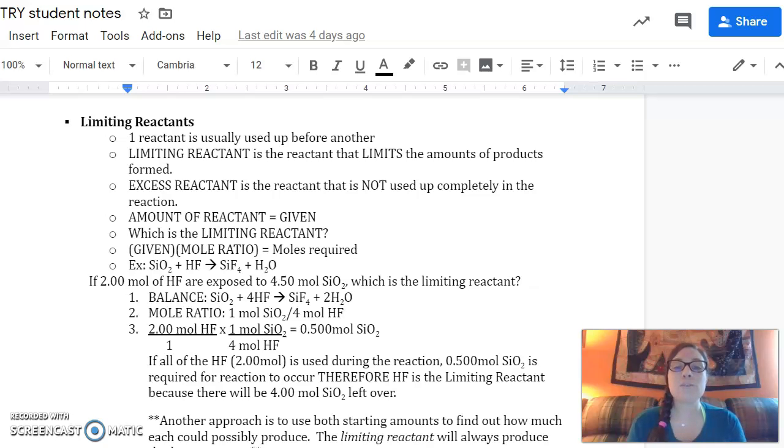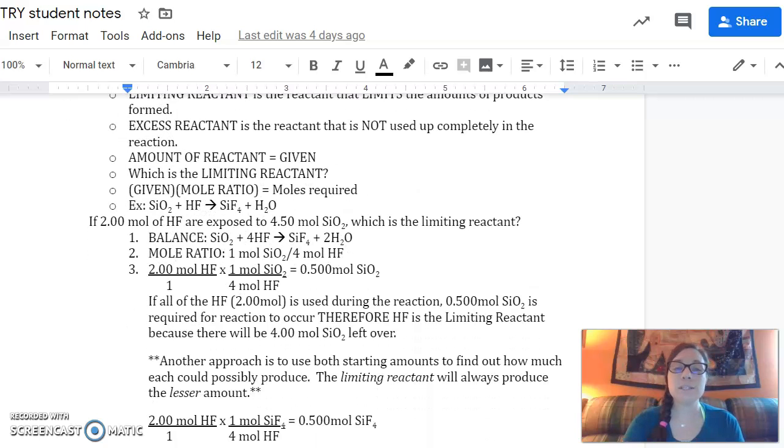The excess reactant, those are the reactants that are not used up during the reaction. You're going to have some of those left over at the end. So the limiting reactant determines how much you can possibly form. You can't make more stuff than the limiting reactant allows. So even if you could potentially make more with the excess reactant that you have available, the limiting reactant will limit what you can possibly form, even if you have more of that excess reactant left over. The excess reactant then will remain unreacted and it will be present after the reaction is complete.